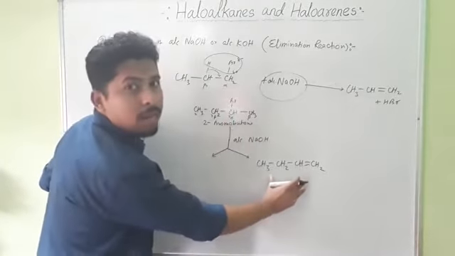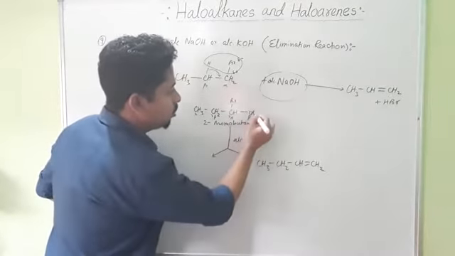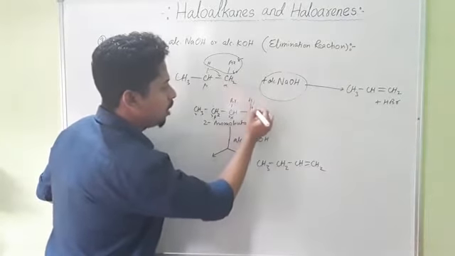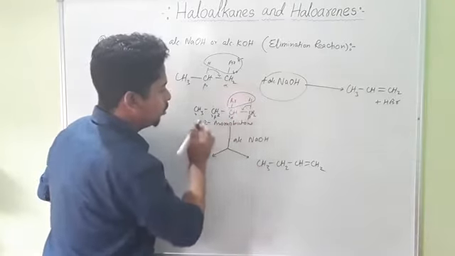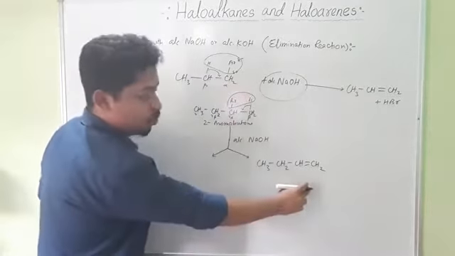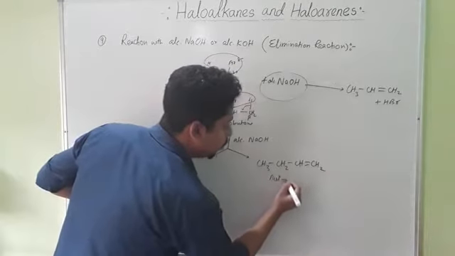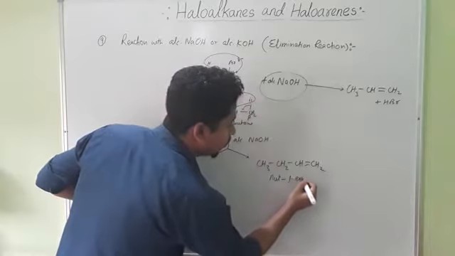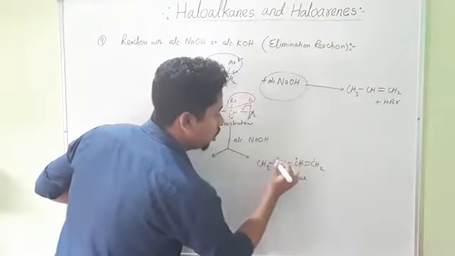So if the dehydrohalogenation takes place from this right side, we will get this product. Suppose this CH3 we can write as CH2-H. So here this HBr molecule will be removed, so we will have a double bond here. So CH3-CH2-CH=CH2. What will be the name? Its name is but-1-ene. This is carbon number 1, 2, 3, 4.